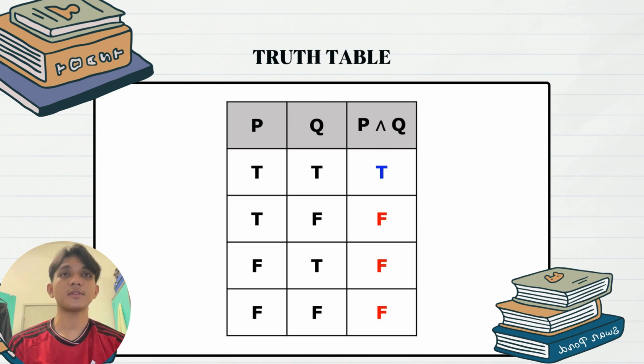So here is the truth table for conjunction. When P equals true and Q equals true, we have P and Q equals T. Other than that, all of them are false. So for example here when P equals T and Q equals F, we got F, and when P equals F and Q equals T, we also got F. So when both statements are false, we also got F.